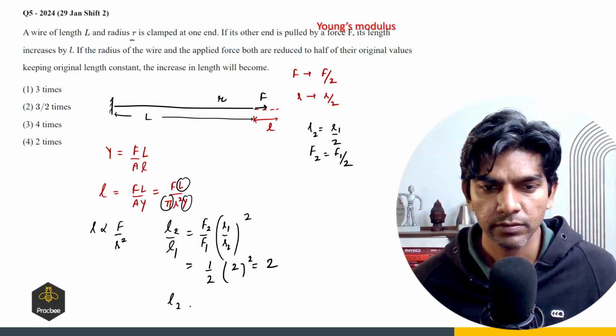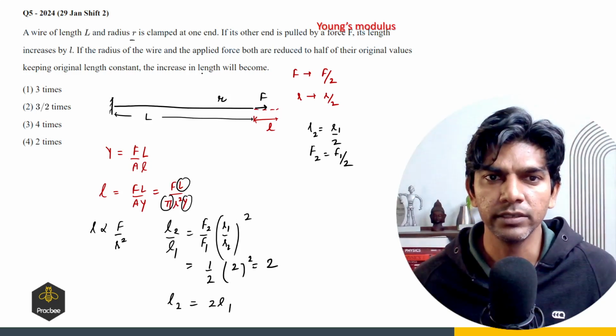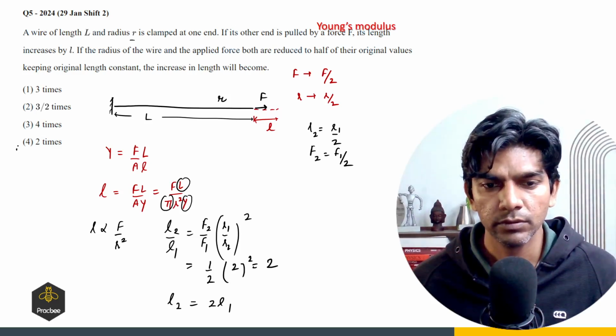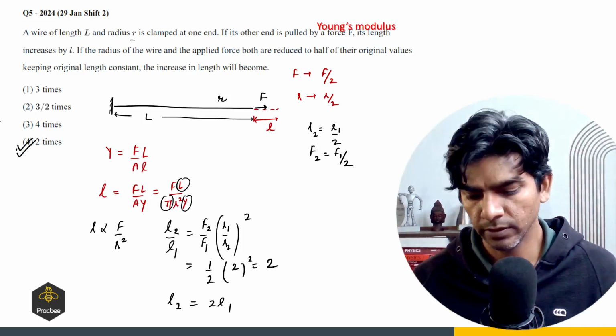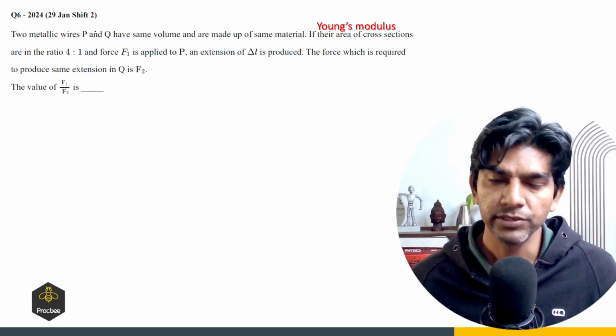So the new elongation will be 2 times the original elongation, so it will be increase. So here the increase in the length will be 2 times, right? So option 4 is the right answer. Now let's see this question based on the same problem type.